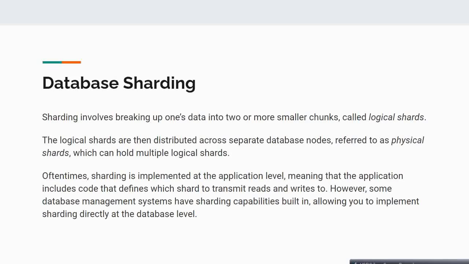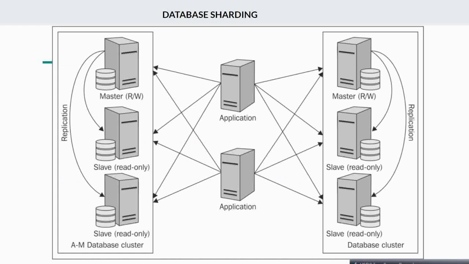So the idea is that if you see the definition, sharding involves breaking up one's data into two or more smaller chunks. So basically there is some logic implemented in the application side itself, and based on the logic, whatever it's written, the data goes into that particular database rather than going into one particular database every time. So this is basically database sharding.